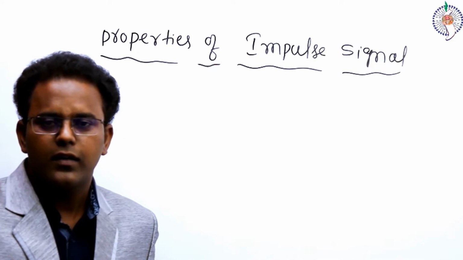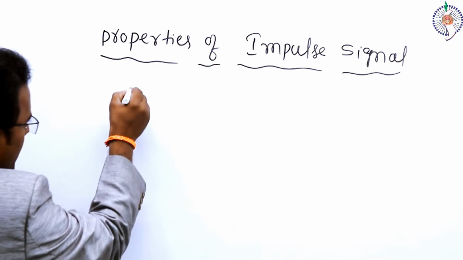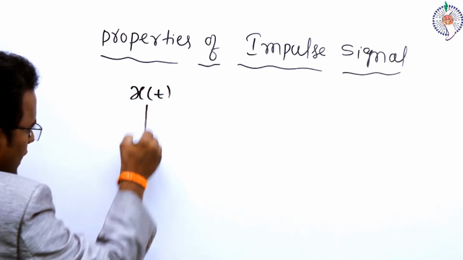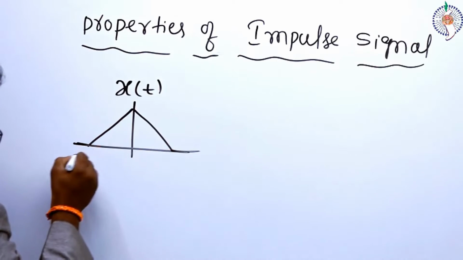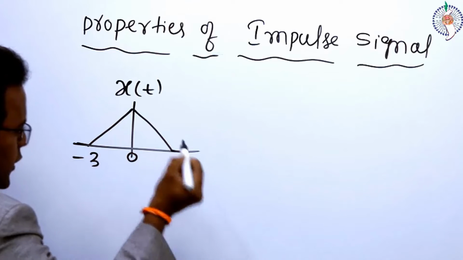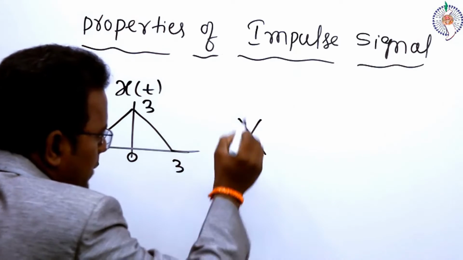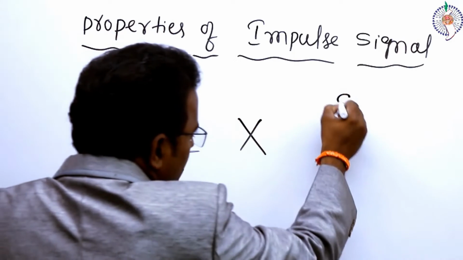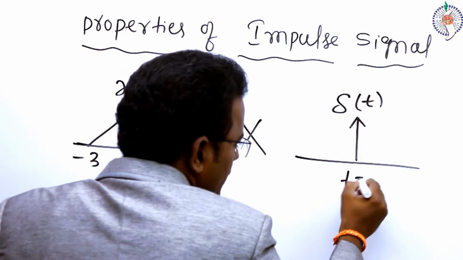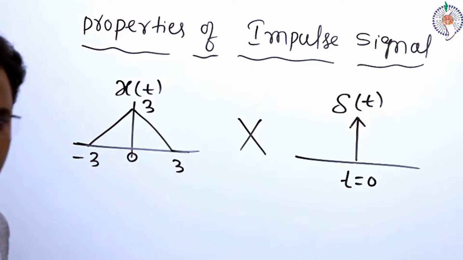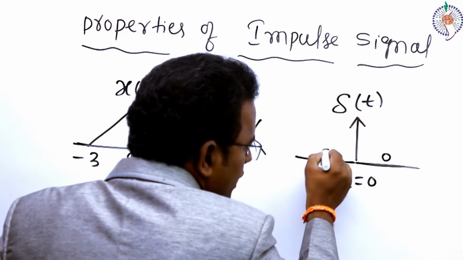Now, we will see the properties of the impulse signal. For example, students, I have some signal x of t like this, existing from minus 3 to plus 3, amplitude is 3. This signal I am multiplying with a unit impulse signal. We already know unit impulse signal existed only at t equal to 0, and the rest of values are 0.